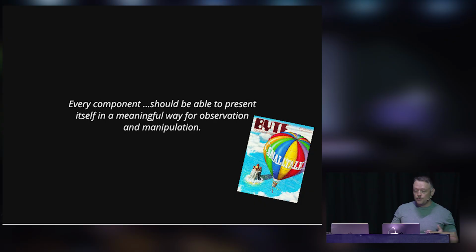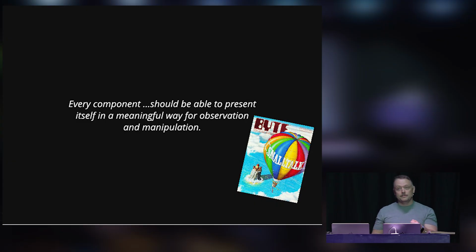The reactive principle states that every component should be able to present itself in a meaningful way for observation and manipulation. In other words, I should be able to grab my objects and ask them things about themselves and tell them to do stuff.